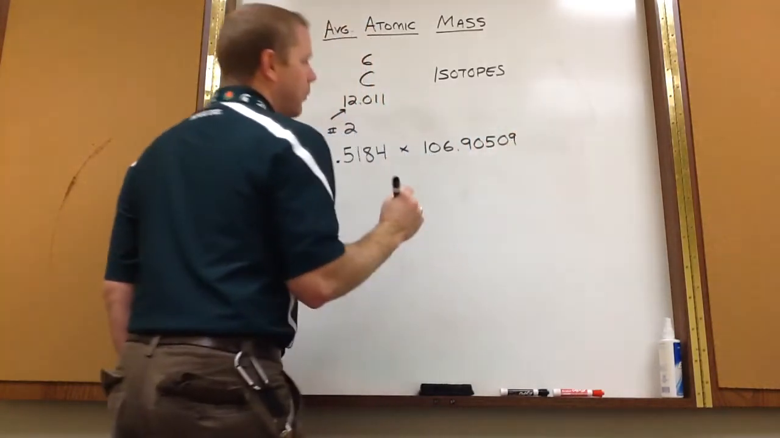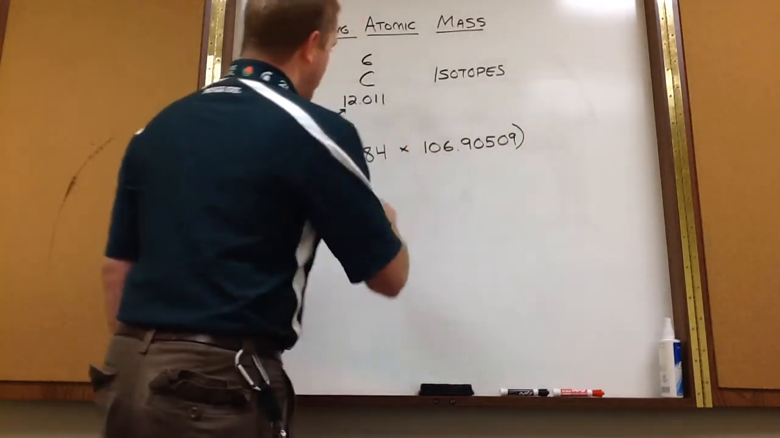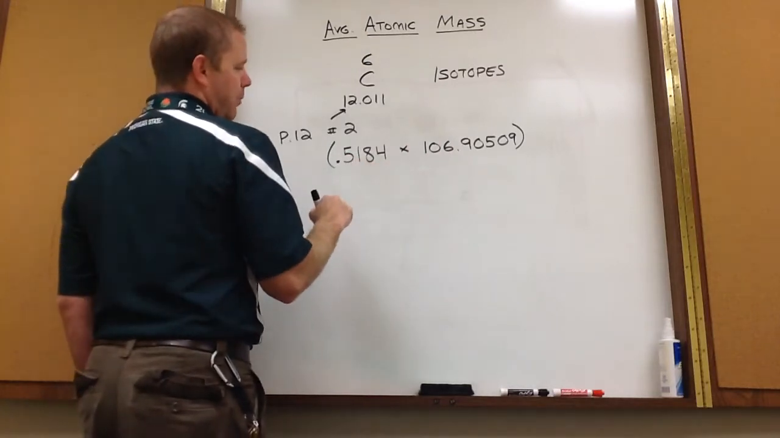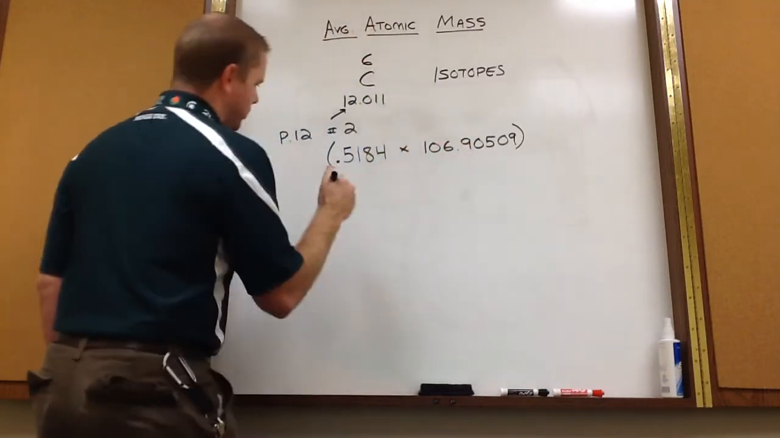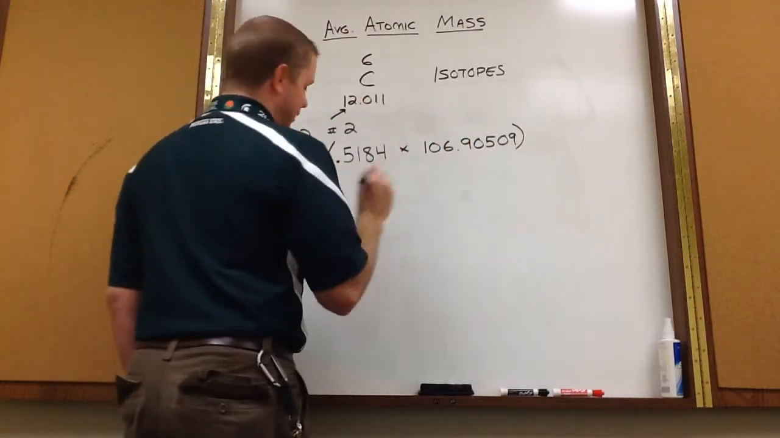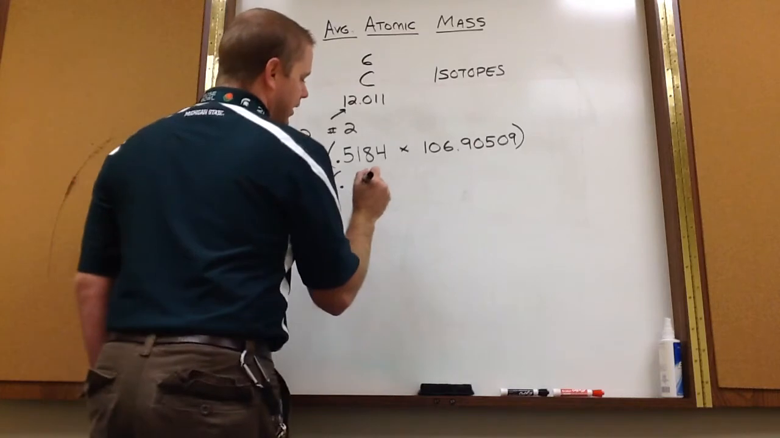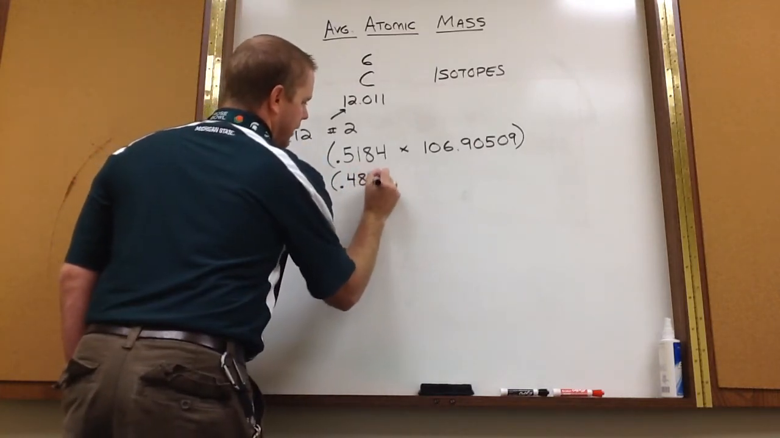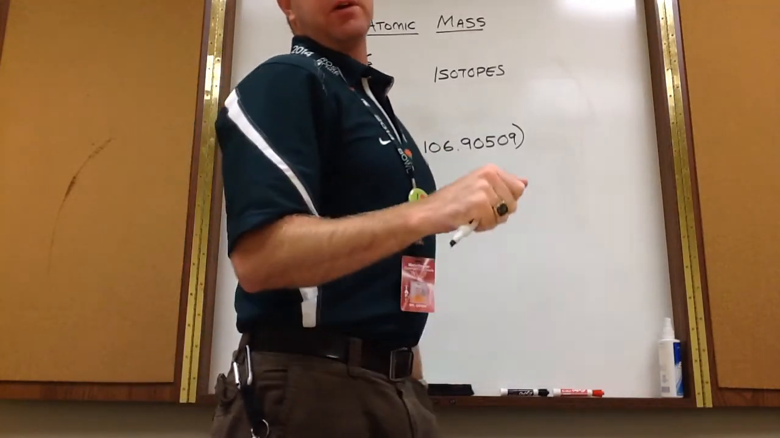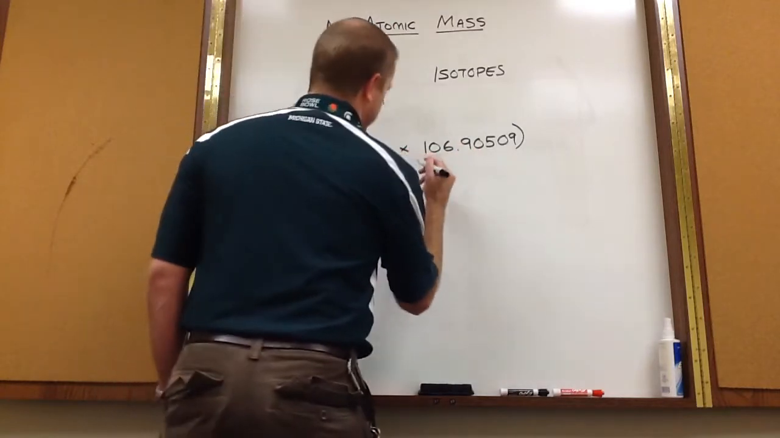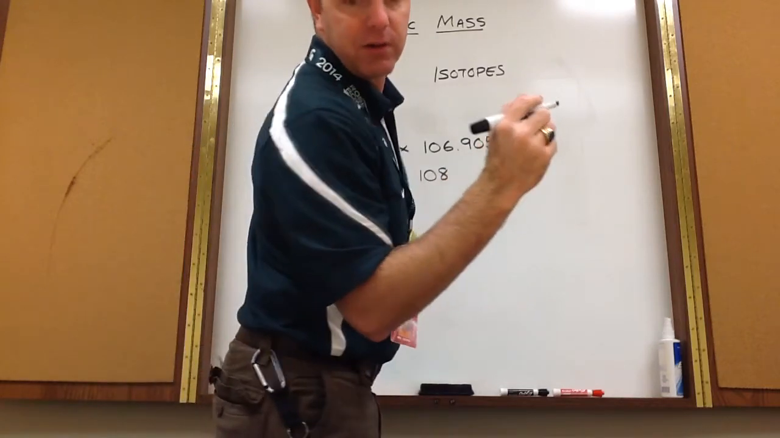But in this case, I told you more specifically that this version of 107 is actually 106.90509. When you put this in your calculators, you want to put it in parentheses, because we've only dealt with the first 51.84%, and we have to deal with the other 48.16%. So here is the kicker: you add the other as a decimal, 0.4816 times the 109 version of silver, which is actually 108.90476.